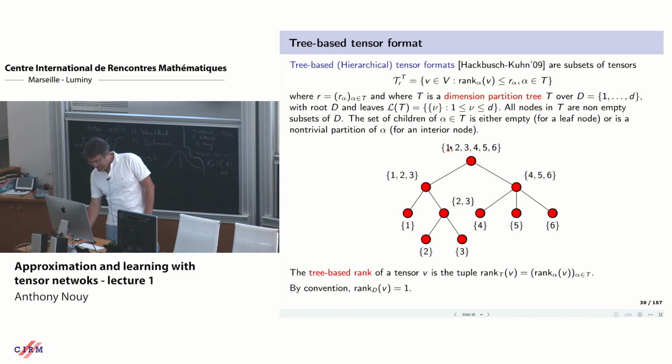So here you see that at the first level, I partition the set of dimensions into two disjoint sets. And at the next level, I again introduce a partition of this set, with two disjoint sets here. And so on, until singletons, which are called the leaves of the tree. Yeah? I can repeat your question?